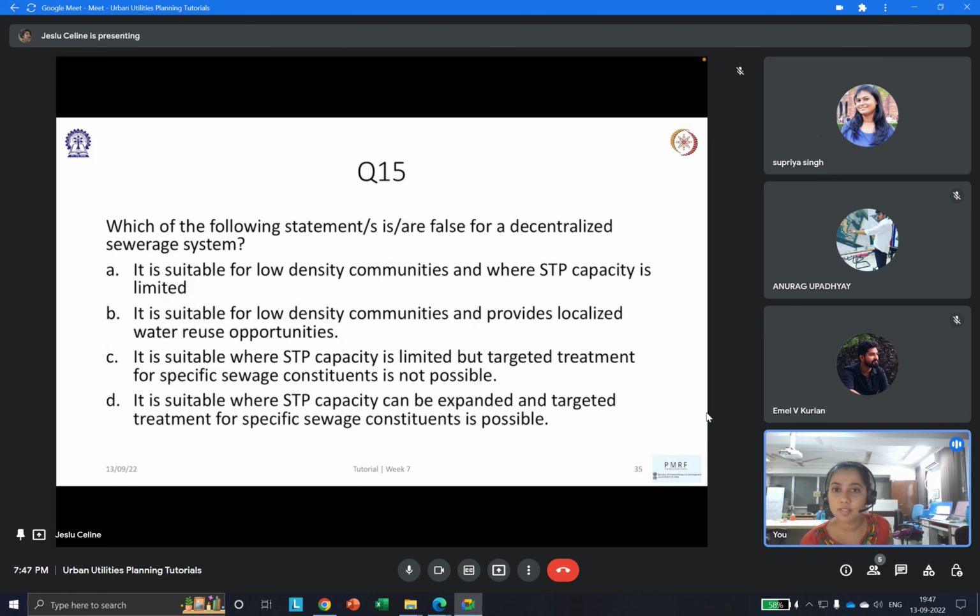So this is our last question also. Which of the following statements is or are false for a decentralized sewerage system? Anurag, do you want to take this up? One second.